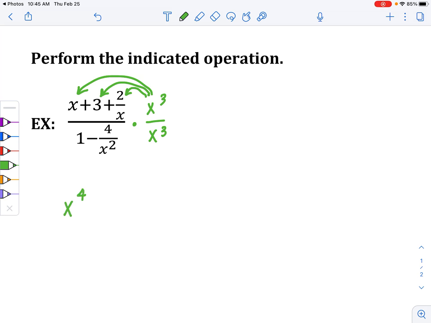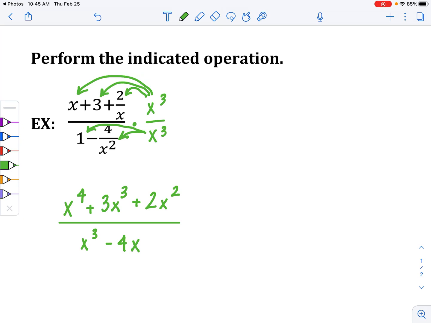Let's see. When you distribute, make sure each term is multiplied by x cubed. So I'll become x to the fourth plus 3x cubed plus 2x squared, because x cubed divided by x is x squared. My denominator, same thing. Each term has to be multiplied by x cubed. So you'll get a nice x cubed, and you'll get a nice 4x when you subtract those exponents when you divide like bases. Okay, not looking too bad.